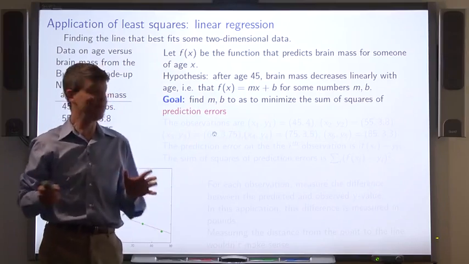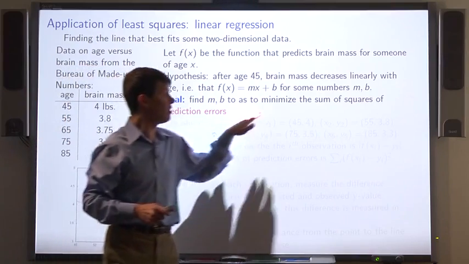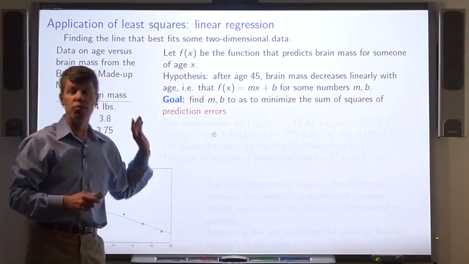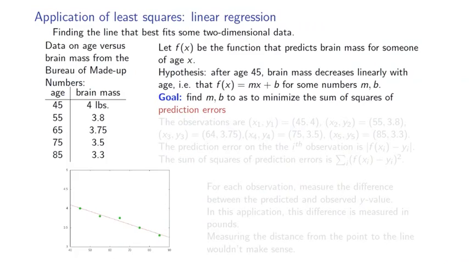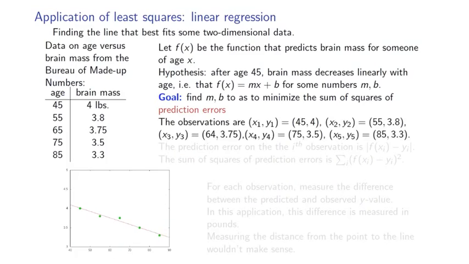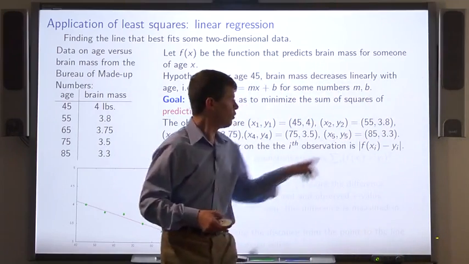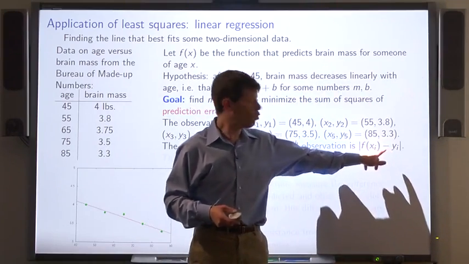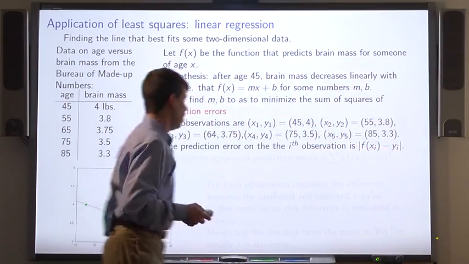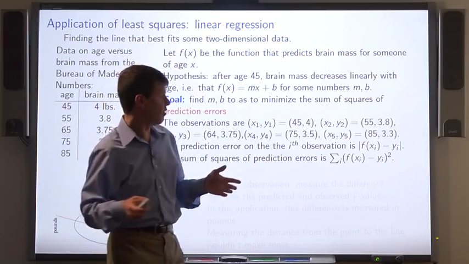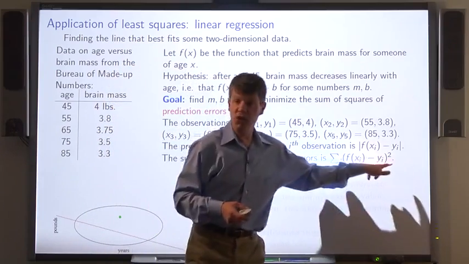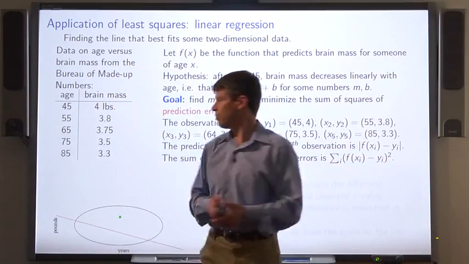And what do we mean by best match? Our goal will be to minimize the sum of squares of prediction errors. So here's a line. These are the points. We're trying to find the line that best fits these points. The prediction error on a particular observation is the absolute value of the difference between the prediction and the actual value. And the sum of squares of prediction errors is just the sum of squares of those differences.